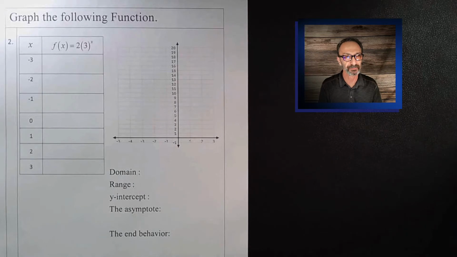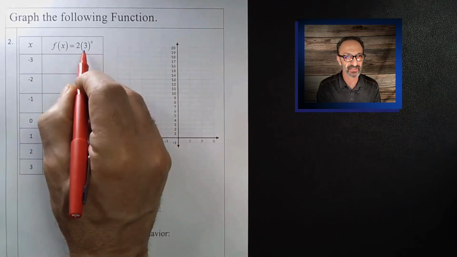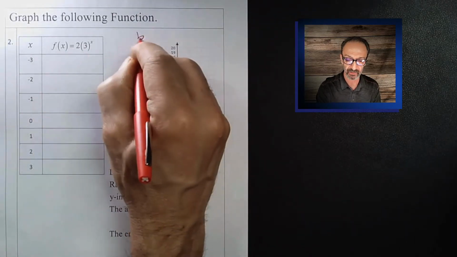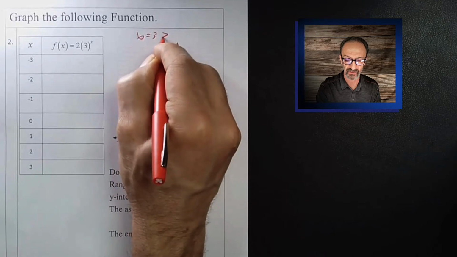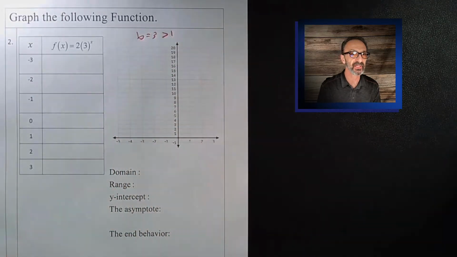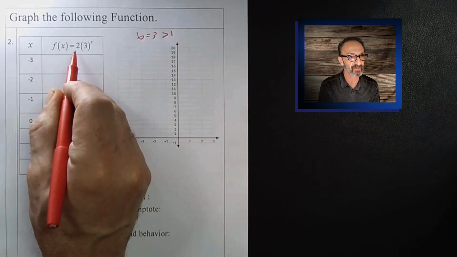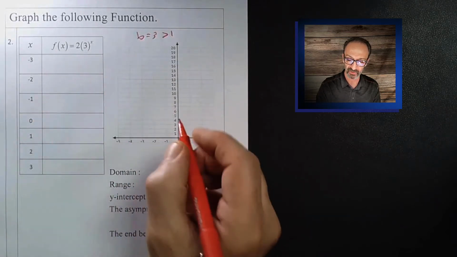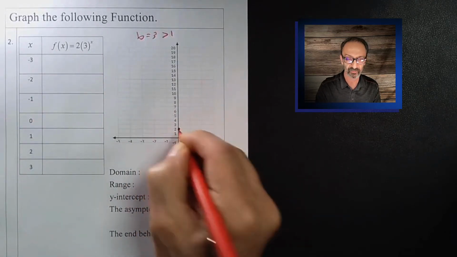Example number 2. Still exponential, except this time we're not dealing with half as a base. The base is 3, and that is greater than 1, so it's going to be exponential growth. And because I have a 2 up front, that's going to be my y-intercept. So let's mark it 0, 2 before I continue.